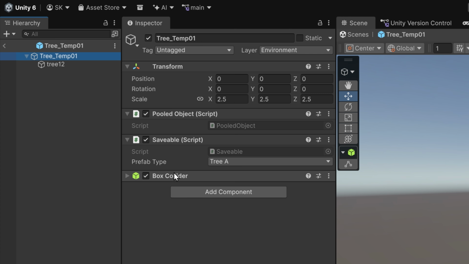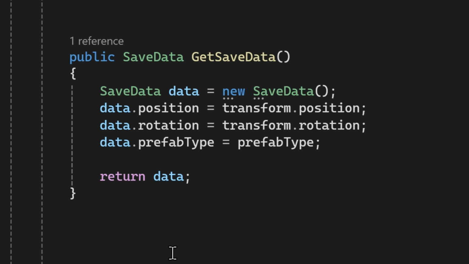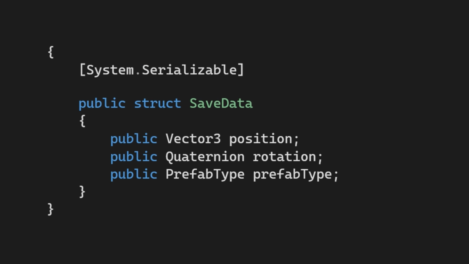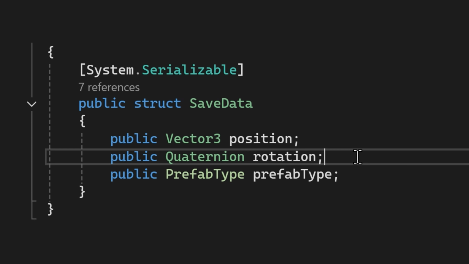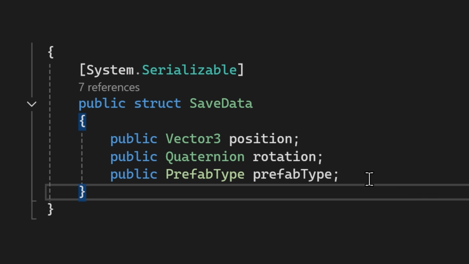So let's look at how I'm creating this data that gets converted into a JSON format and then saved onto the disk. Every object in my pool that I want to save the position of has been given this class, the Savable. And this is the method that creates the save data. So we create a new save data, and in that we have a position, a rotation, and a prefab type. That save data is a struct. Here's the struct. I can change whatever I want, put whatever I want in there. But for now, I'm saving a Vector3, a Quaternion, and a prefab type.